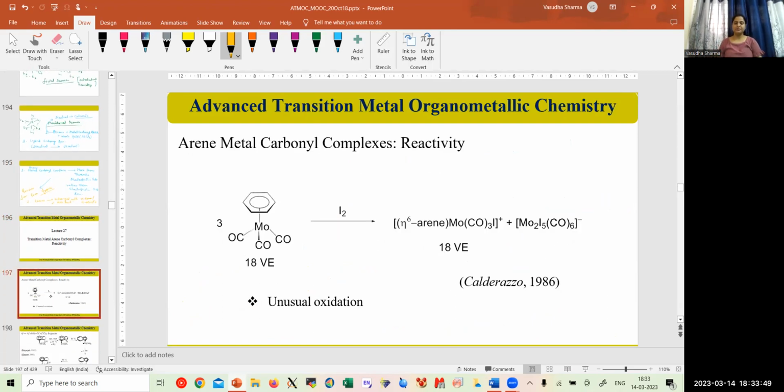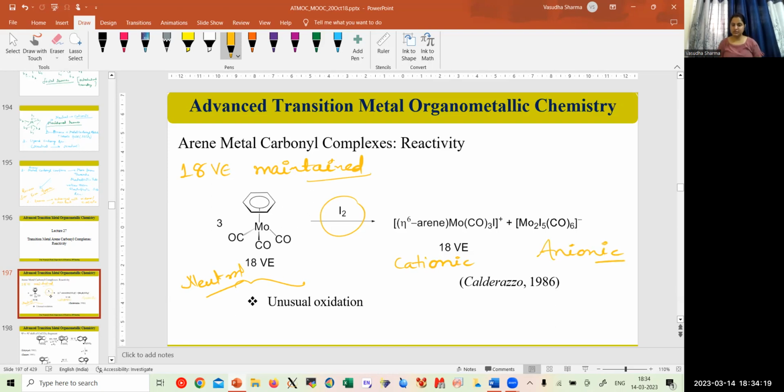Now we will see again we have an iodine, and this is an unusual reaction where we will see the unusual oxidation of the molecule. Here it is making 18 valence electron. It maintains its 18 valence electron, but here it is neutral. No charge on the molecule. Here it is cationic, and here it is an anion.